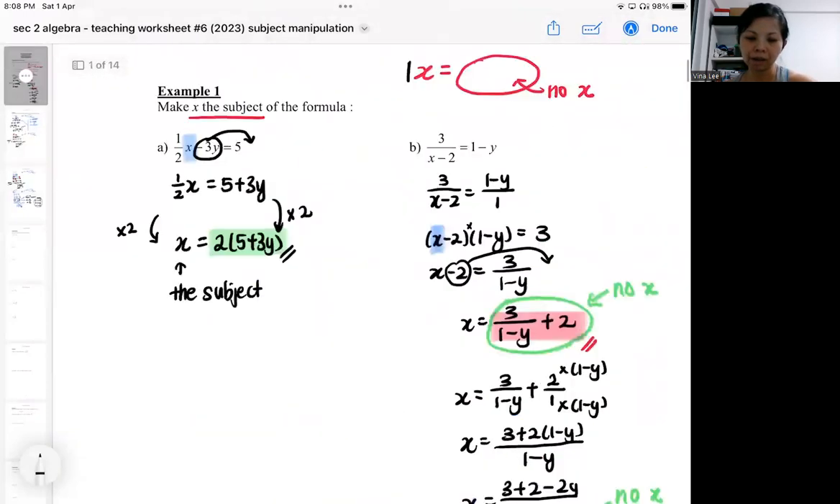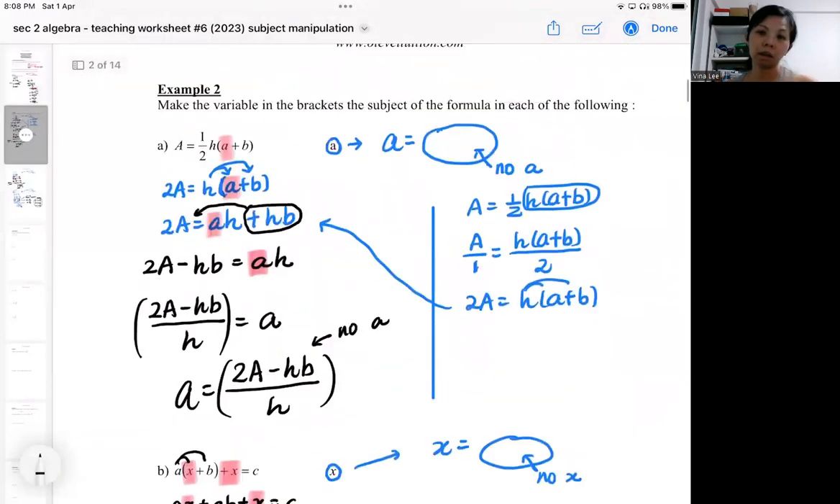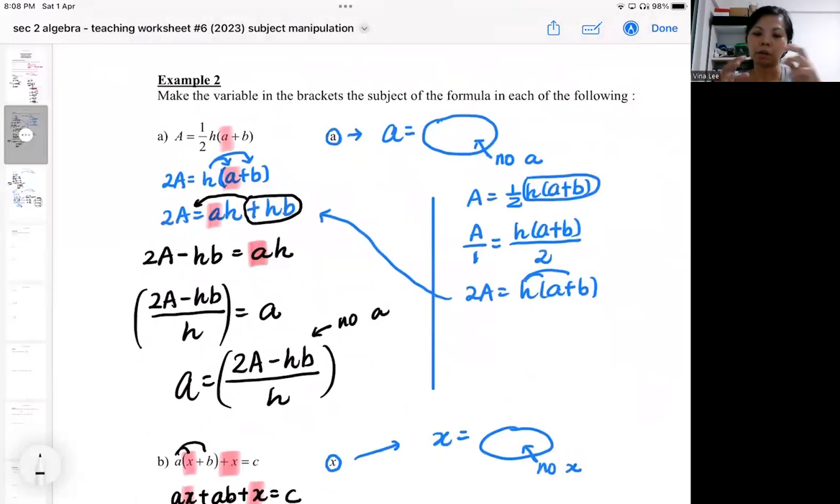If your algebra technique is strong, this is a very simple thing. Otherwise, you'll find that every question looks so different. So make sure you have an idea of the subject. If X is the subject, please make sure that you do not have X in your answer. Your subject cannot appear on the other side. Your subject can only appear on the left side.